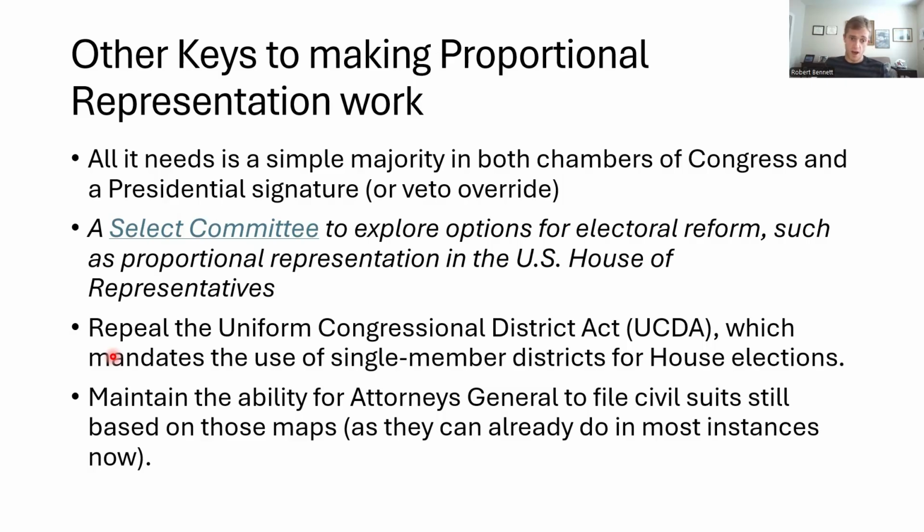But another thing, kind of along those lines, is we need to make sure that attorney generals still have the ability to file civil suits based on what those maps look like. As much as proportional representation renders gerrymandering largely a moot point, maps can still play a factor in what the final number of members in Congress looks like. It's just that everyone has a representative regardless. But making sure that attorney generals can have a role to file civil suits and make sure the maps are fair is still very important.